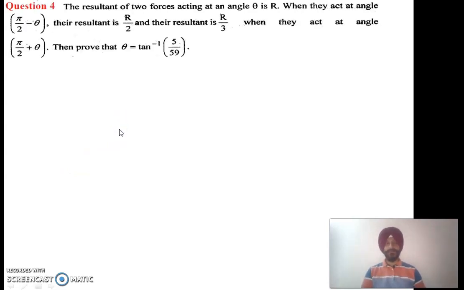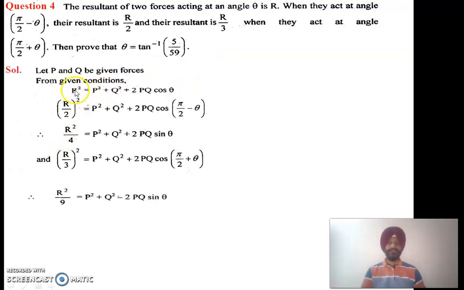The resultant of two forces acting at an angle theta is R. So resultant and angle is given. When they act at angle pi by 2 minus theta, their resultant becomes R by 2, and their resultant becomes R by 3 when they act at an angle pi by 2 plus theta. Prove that theta is equal to this. Student, it's a very simple question. First time angle is theta, second time angle is pi by 2 minus theta, and third time angle is pi by 2 plus theta. First time resultant is R, second time resultant is R by 2, third time resultant is R by 3, and we want to find theta.